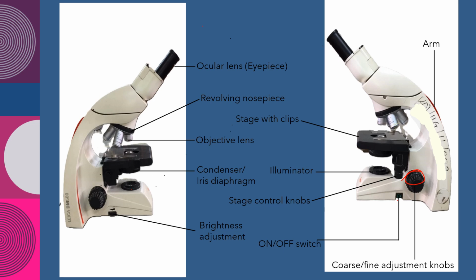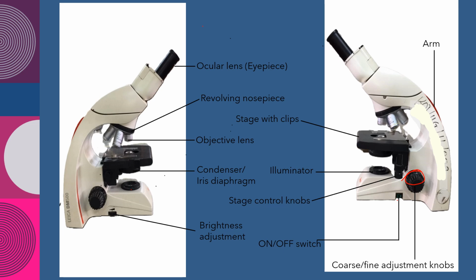The objective lenses are of different magnifications. The higher the magnification, the bigger we see the specimen on our microscope. So we'll talk more about that as we go along. Then we have the stage. The stage is where we place the slide. The stage holds the slide, and the clips hold the slide firmly in position.